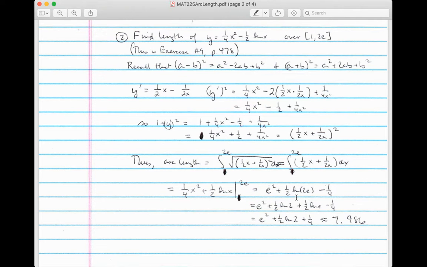And then, just to simplify a tiny bit, natural log of 2e is natural log of 2 plus natural log of e. Natural log of e is 1, and so I get a 1/2 minus a 1/4 here. And so my exact answer is e squared plus 1/2 natural log of 2 plus 1/4, which is just a little bit under 8.